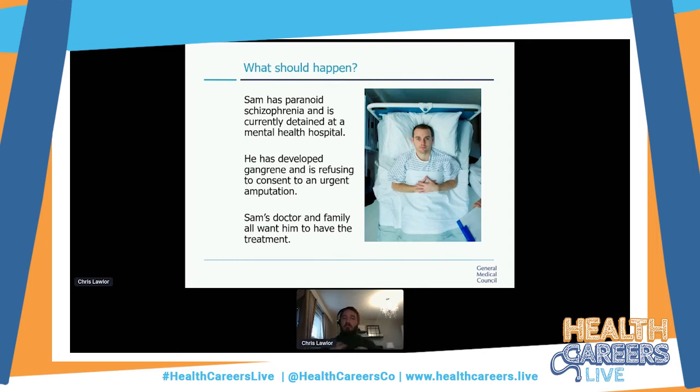Obviously, in more complex issues, so if we look at Sam here, the fact that he's detained at a mental health hospital will have meant that a psychiatrist will have carried out an assessment, and there will have been a much more detailed assessment of Sam's capacity in order for him to be detained at a mental health hospital. But that very first assessment can be carried out by any doctor, and you may then want to go away and get some further help and support if you think a patient may lack capacity.